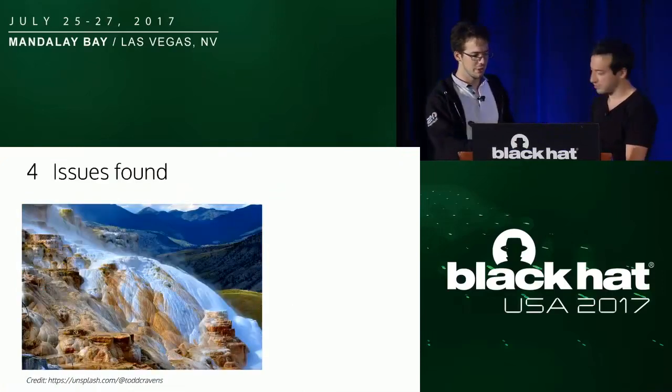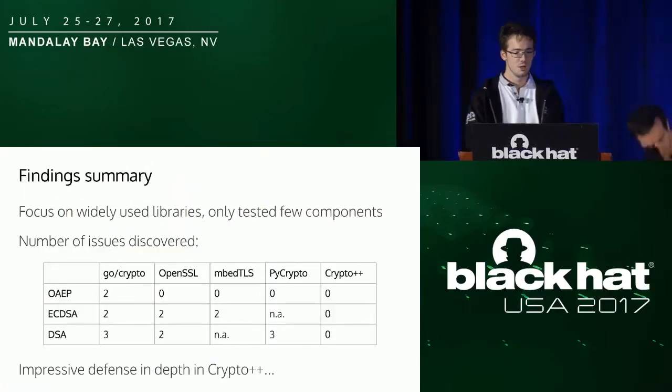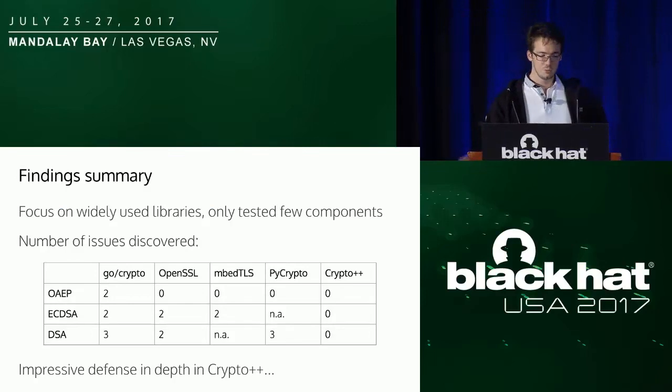Okay, issues found. What kind of issues did we find? Here you can see we tested OAEP, ECDSA, and DSA on multiple widely used libraries. And for DSA, it's really bad. Most libraries are not testing domain parameters, they are not testing the boundaries, they are not testing a lot of stuff, so you can provide invalid parameters and do crazy stuff like remote DOS of the signer upon invalid parameters.